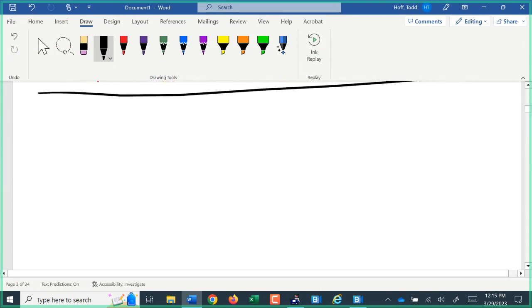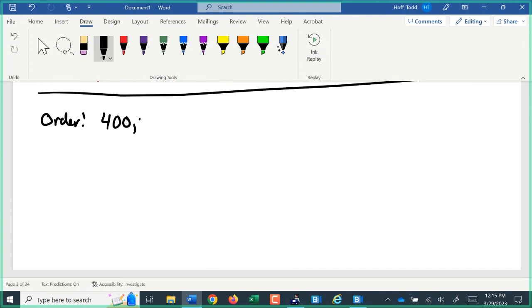Or we could run into situations where we have to do conversions before we can apply the formula, like this one. Let's say we have an order for 400,000 units of heparin over 4 hours. Heparin is just a blood regulator, blood thinner type medication.